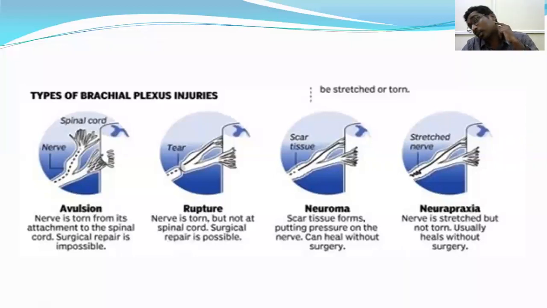During the stitching, the nerve root is completely avulsed from the spinal cord. This is called an avulsion type of injury. It is completely irreparable. Nothing can be done. Only tendon transfers are the option in this case of brachial plexus injury.